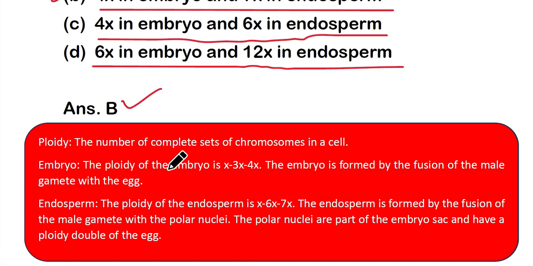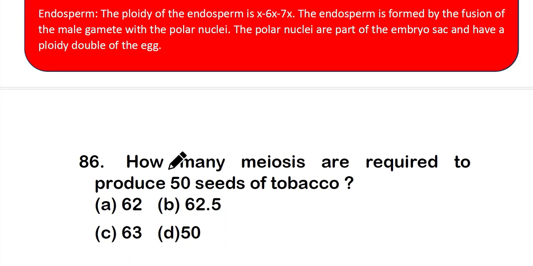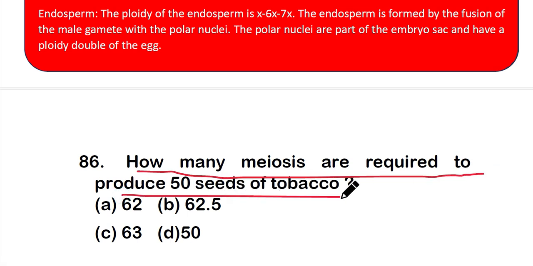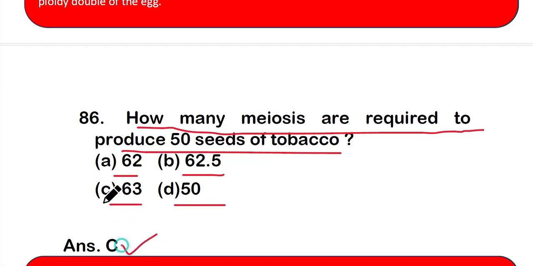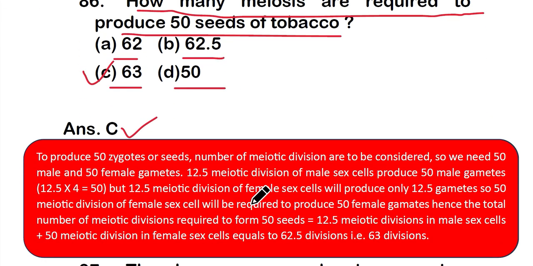Okay, so this is the main explanation, and let's move on to question number 86, that is: how many meioses are required to produce 50 seeds of tobacco? The options are option A, 62; option B, 62.5; option C, 63; option D, 50. And the right one is C, that is 63. And here we will see the calculation.